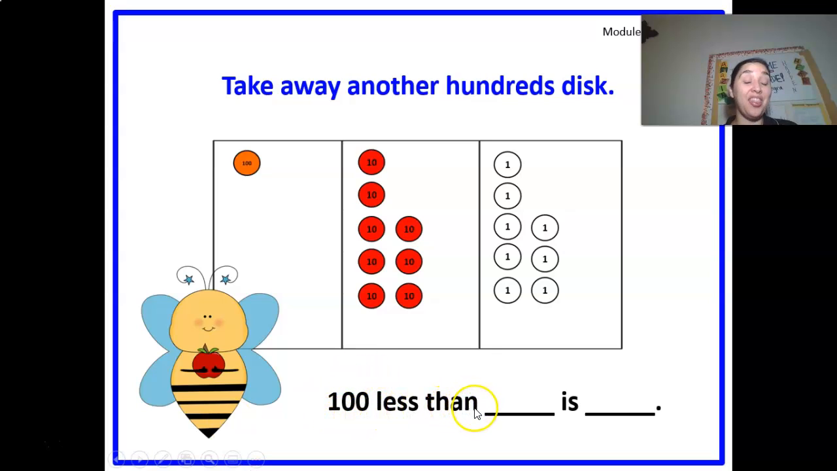100 less than, remember we had 288, is, get ready. Yes, 188. Let me write it. 100 less than 288, that's the number we started with, is 188.